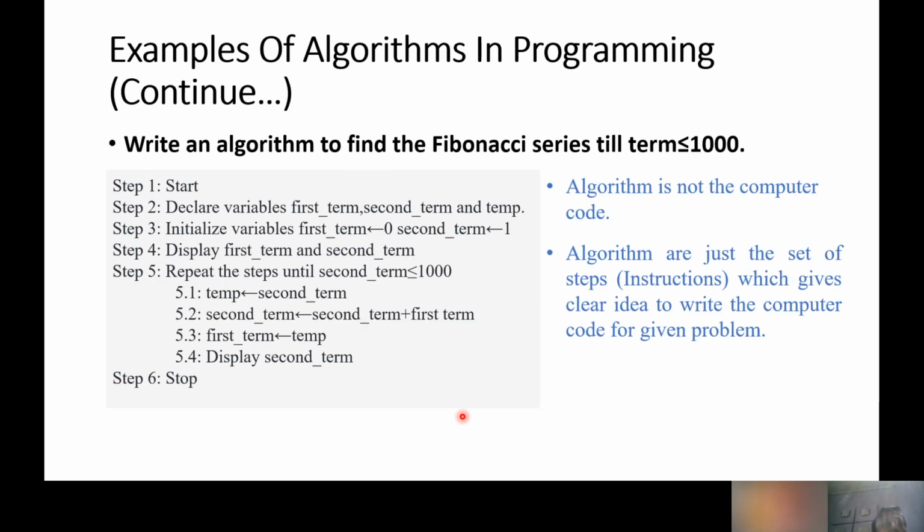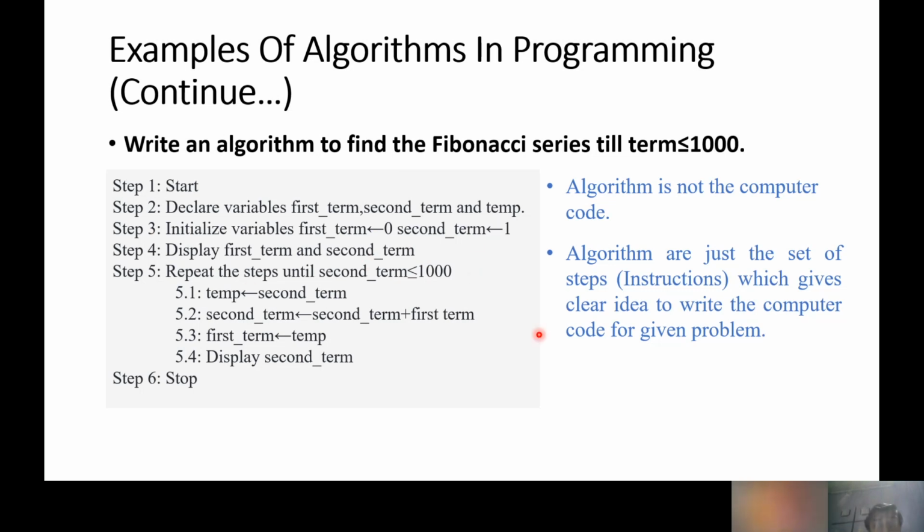Now the last one, that is, write an algorithm to find the Fibonacci series till the term 1000. So start: declare variables first term, second term, temporary. Initialize the variable first term is equal to 0, second term is equal to 1, display the first term and second term. With respect to the actual fundamentals, we need to display the value of the second term only, but sometimes the series may start with 0, 2, so first term and second term are also there because it's part of mathematics, it's up to the requirement.